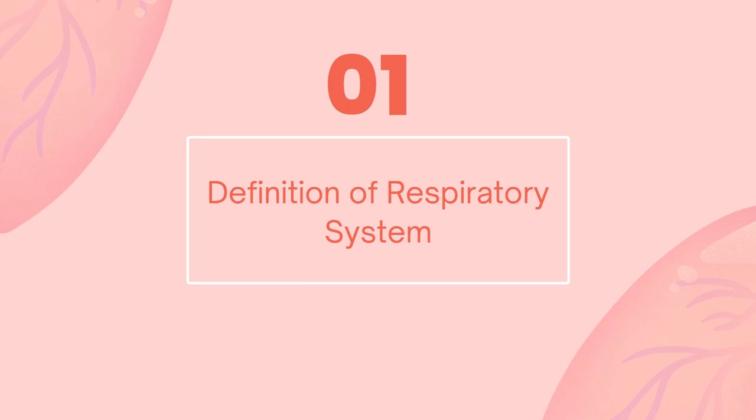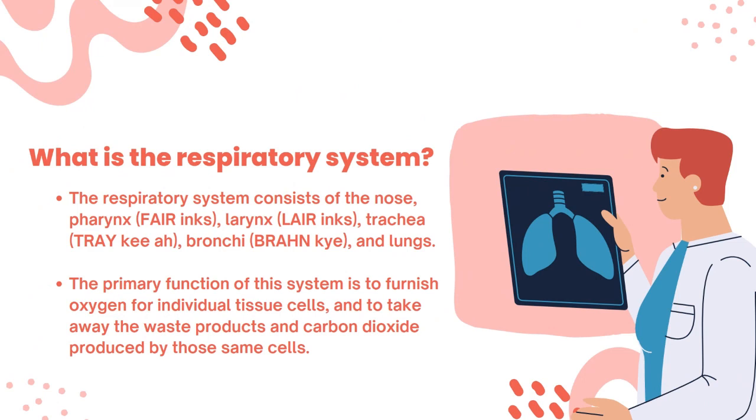First is the definition of the respiratory system. Respiratory system consists of the nose, pharynx, larynx, trachea, bronchi, and lungs. The primary function of this system is to furnish oxygen for individual tissue cells and to take away the waste products and carbon dioxide produced by the same cells. When the respiratory system is mentioned, people generally think of breathing, but breathing is only one of the activities of the respiratory system. The body cells need a continuous supply of oxygen for the metabolic processes that are necessary to maintain life.